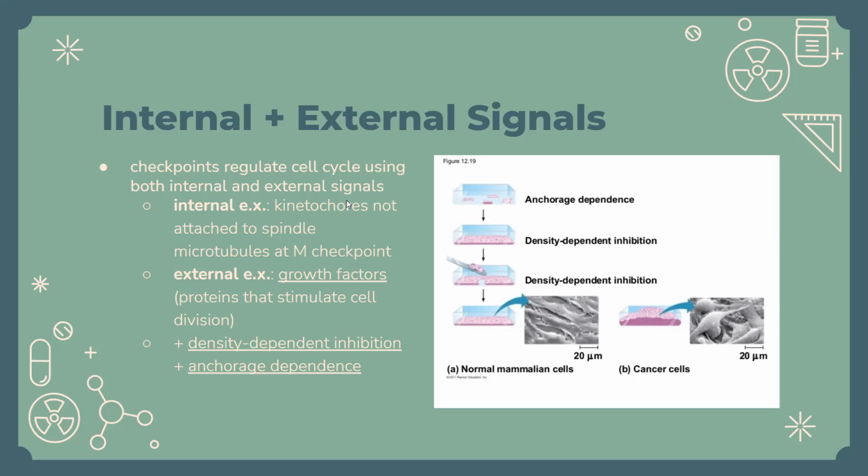Other examples of external signals would be density-dependent inhibition and anchorage dependence. Density-dependent inhibition basically says that cells will control their cell division based on the density of the cells. In the figure on the right, you see a plate of cells, and once it occupies the whole surface area, the cells will stop reproducing. And anchorage dependence says that the cells must be attached to a surface, which is also why they will only reproduce when they are on the surface of the cell plate. A lack of these signals can cause cancer cells, which you can see in the figure as well.